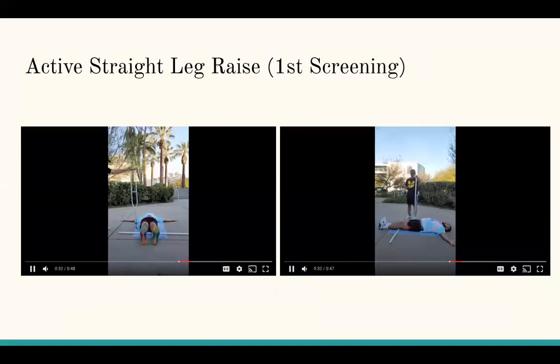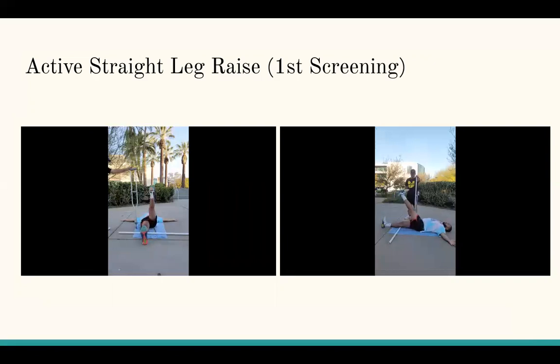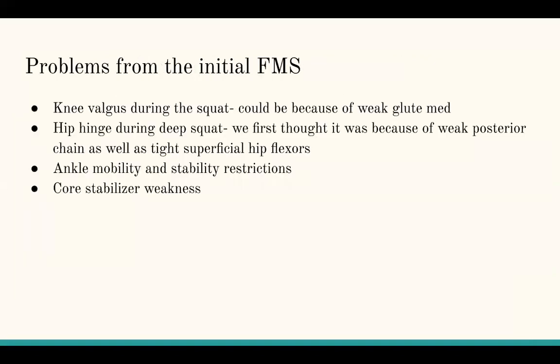Active straight leg raise, first screening. For this one, you can see the pelvic instability, slight external rotation, and then the ankle didn't get past the dowel in these ones. And this is just an overall review of everything. This is knee valgus in the squat, his weak posterior muscles, ankle mobility and stability restrictions, and core stabilizer weaknesses.